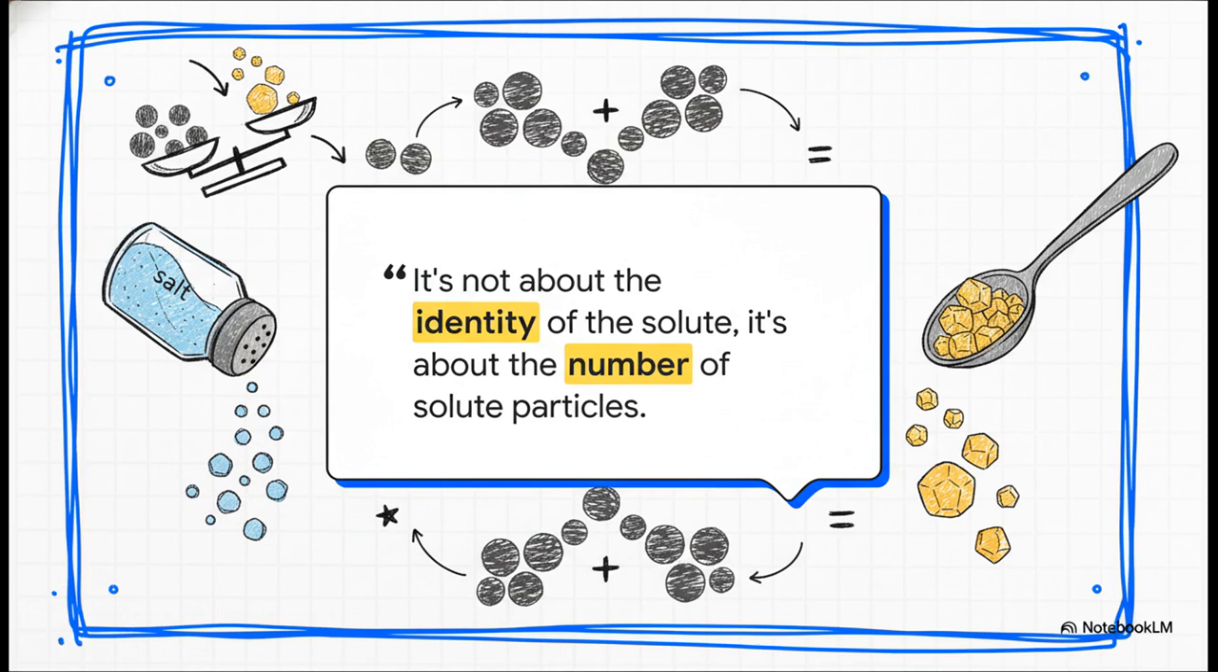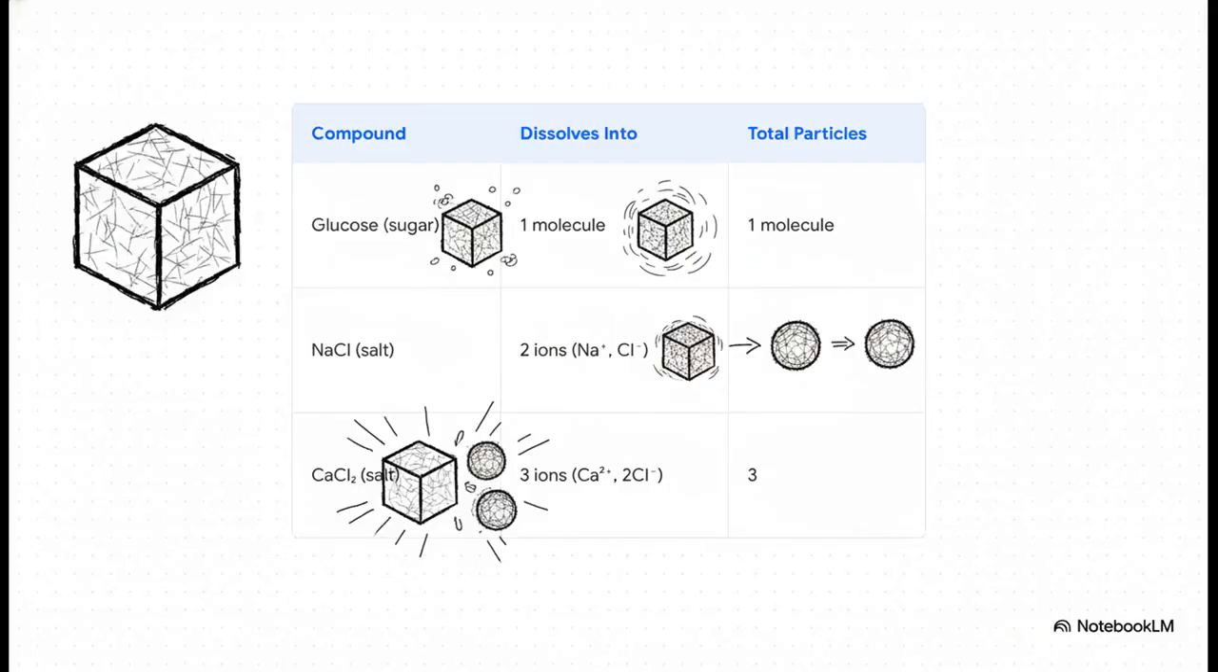Here's a great way to think about it. In the world of colligative properties, the liquid doesn't care if you're a particle of salt or a particle of sugar. All it cares about is how many of you there are. It is all about quantity over quality. Now, this is where it gets really interesting.